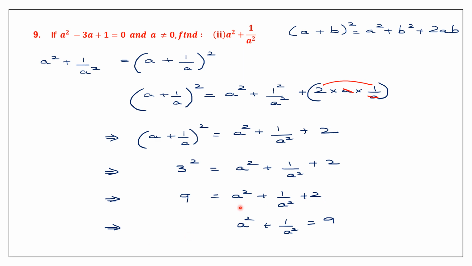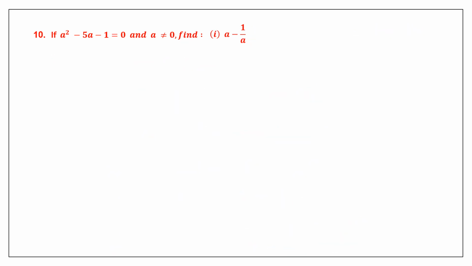Now along with a square plus 1 by a square, we had 2, isn't it? I've removed it and now I'm going to put it along with 9. It becomes 9 minus 2. So now we have the value of a square plus 1 by a square, and that is 9 minus 2, 7. So our answer to this question is 7.